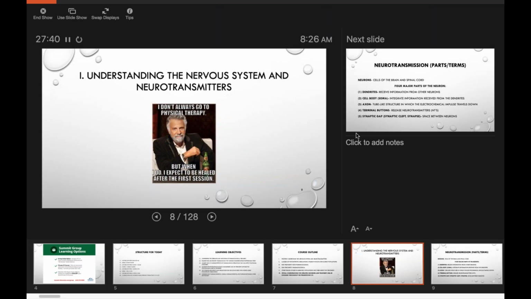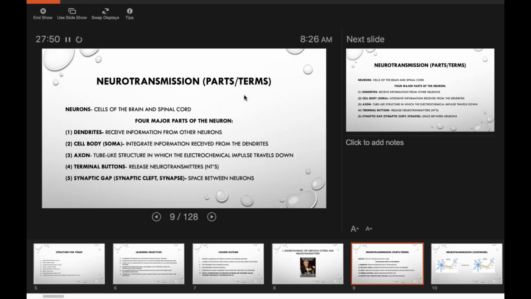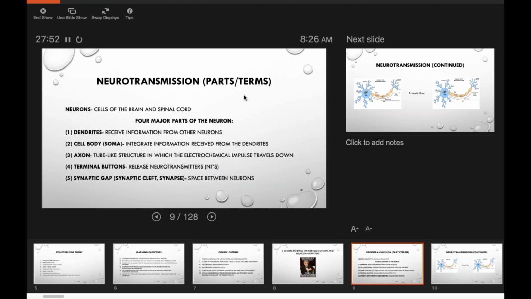So when we look at, let me make sure the screen is showing. Yes. When we're looking at the nervous system and neurotransmitters, the main thing that we want to know about is the structure. So I'm going to borrow a business card of mine where somebody isn't sitting. Perfect. So I want you to think that you all are neurons.